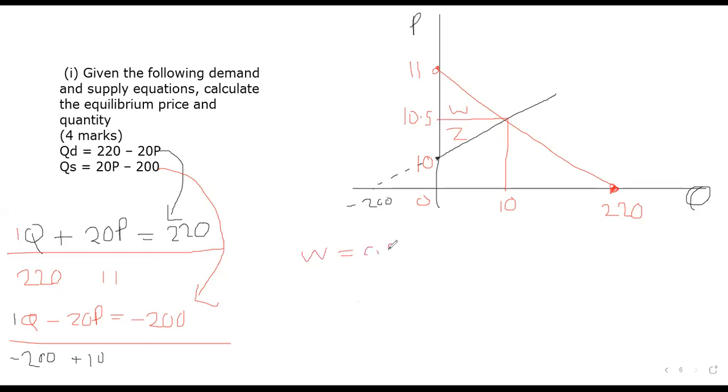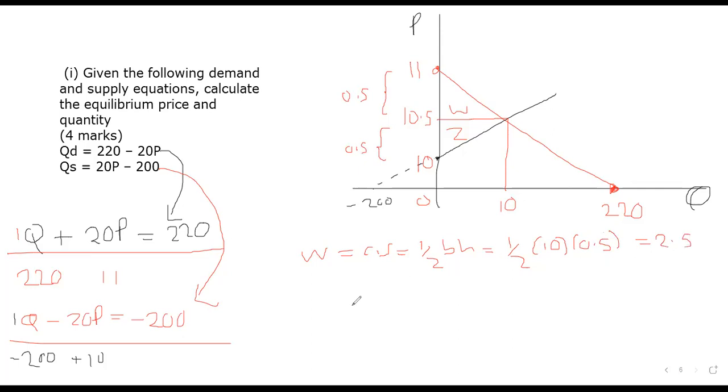Who remembers the formula for the consumer surplus? Half BH. And what is our base in this case? 10. And our height? What is our height? 0.5. Our height is the difference here, which is 0.5, and also the difference here, which is 0.5. So our answer will be 2.5 there.